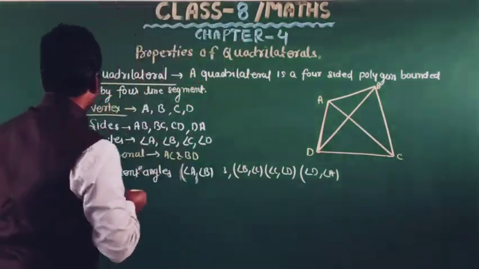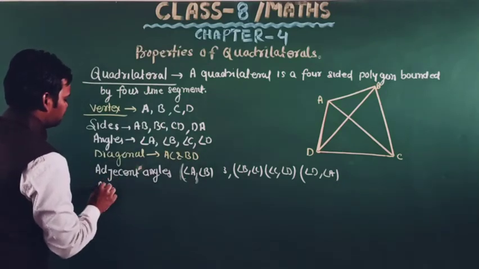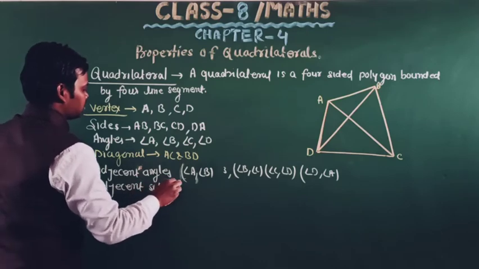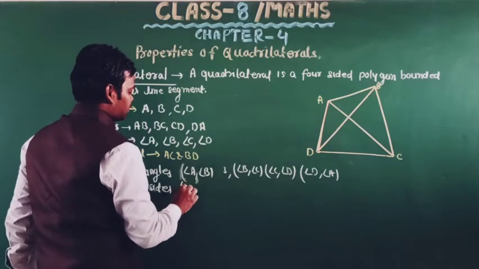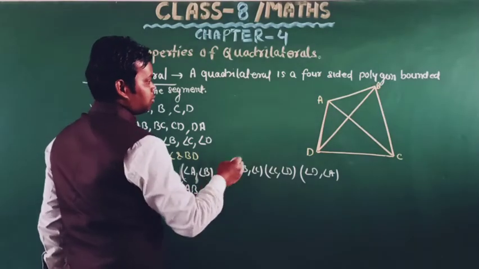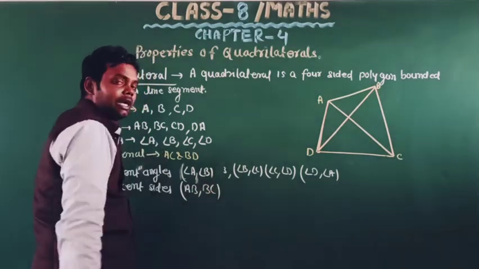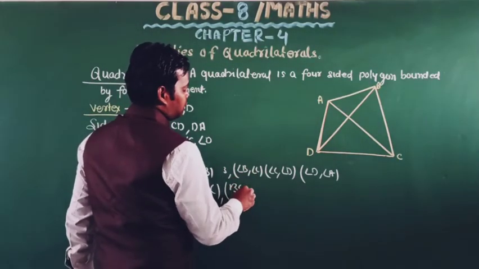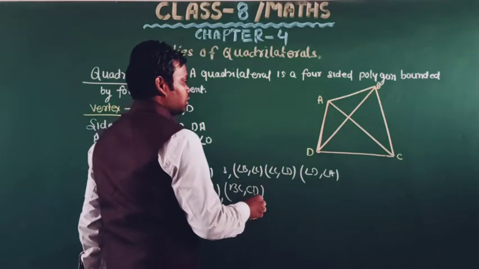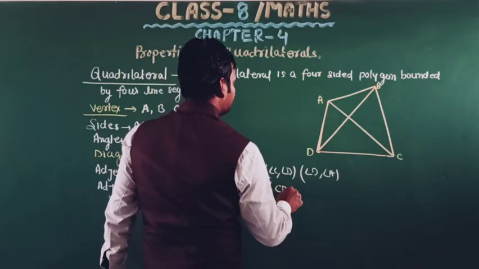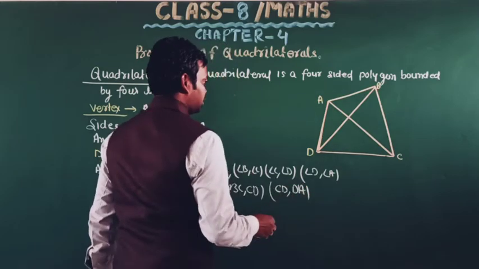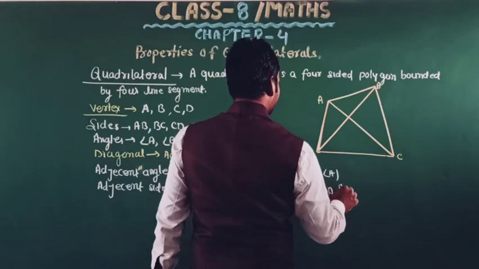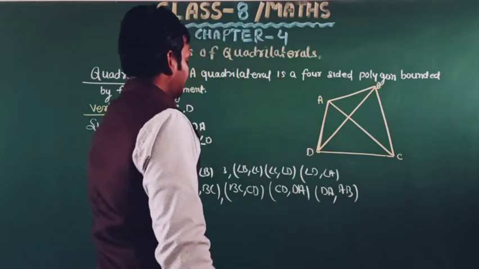Okay, so adjacent sides. Side AB is adjacent to side BC, meaning sides AB and BC are adjacent sides. Same with BC and CD, also adjacent sides. CD and DA are adjacent sides. And here DA and AB are also adjacent sides.